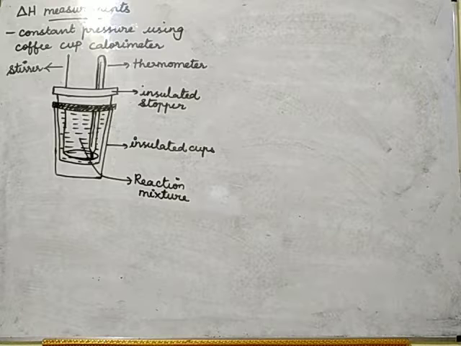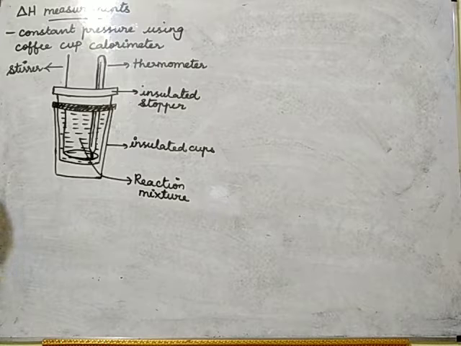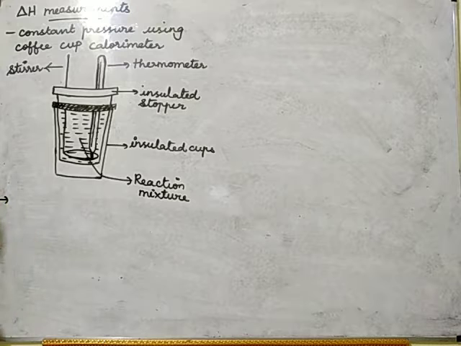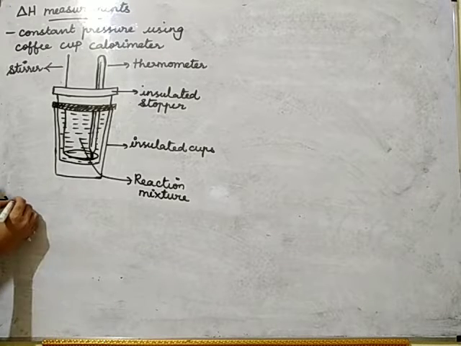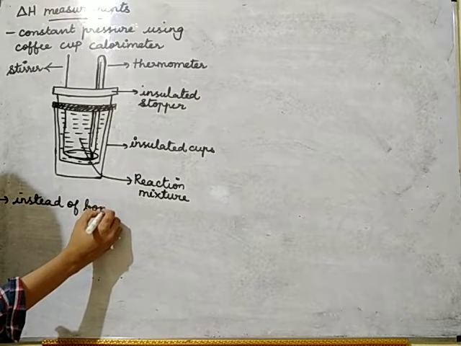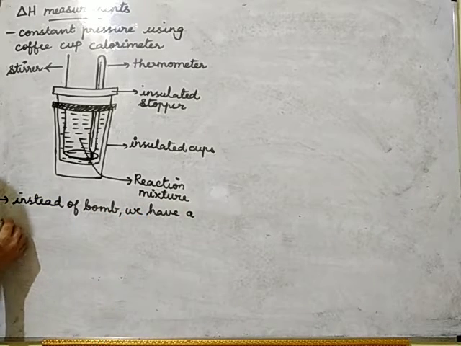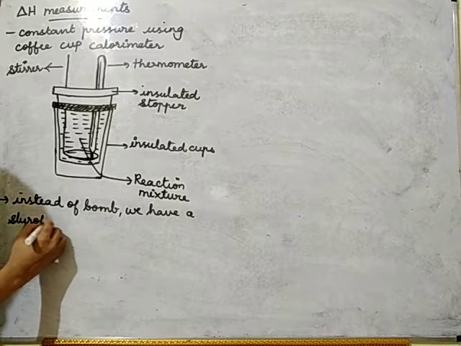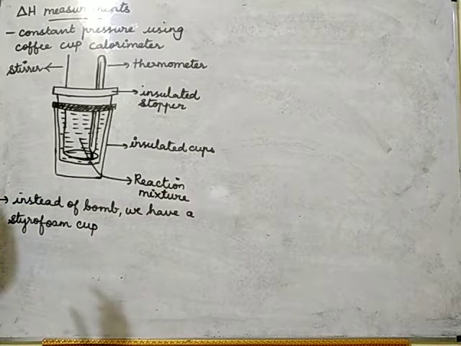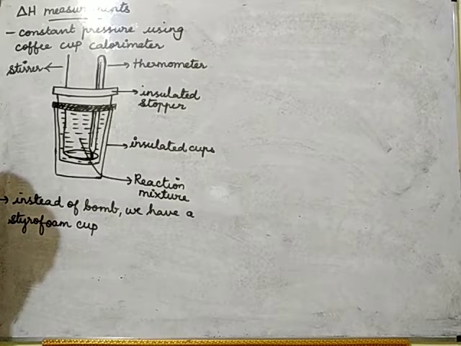So in the bomb calorimeter, we will have a bomb which is made up of steel. Inside that only we will have the reaction, the sample. Here, instead of bomb, you have a cup, a coffee cup. So instead of bomb, we have a styrofoam cup. Styrofoam cup means the plastic cup in which we will drink coffee.